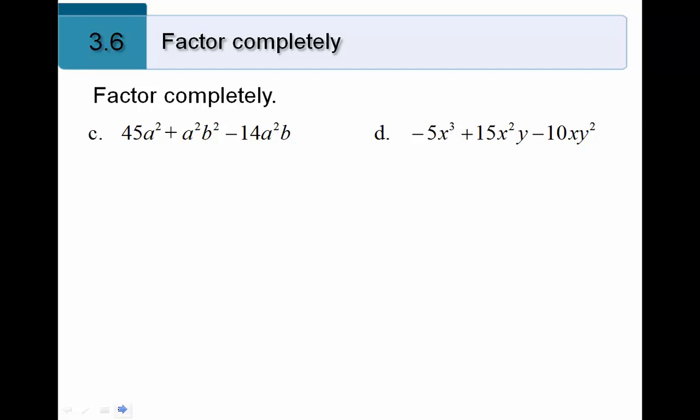All right, for C, we have 45a squared plus a squared b squared minus 14a squared b. So let's see, not all terms have a b, but each of the terms has an a squared, so we can factor out an a squared. Let's go ahead and do that.